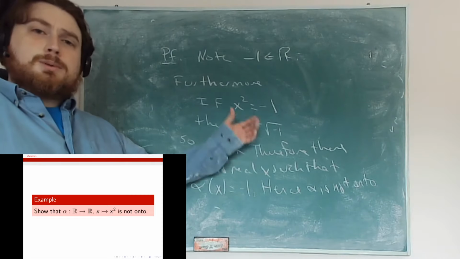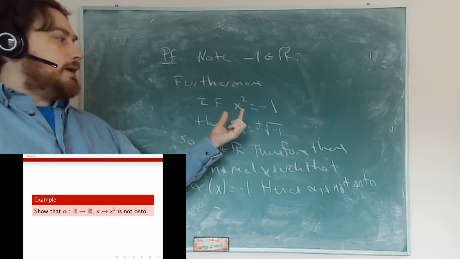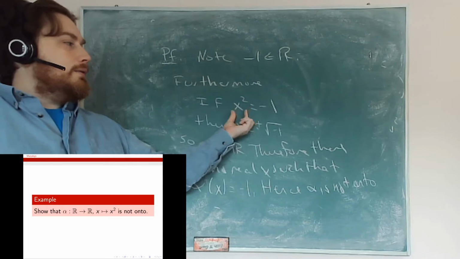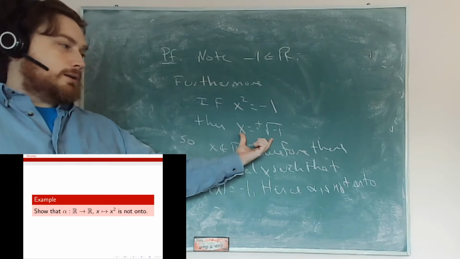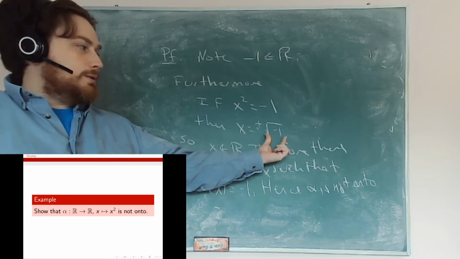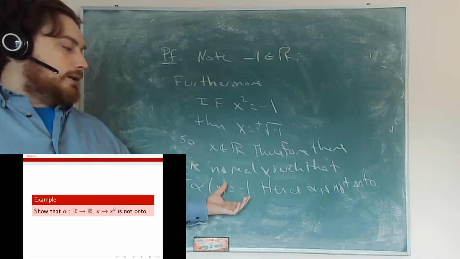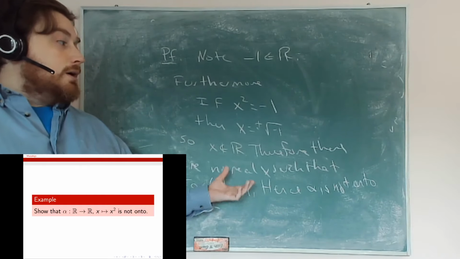Now, I am being a little bit more formal here because I really want to explain what's really happening. The idea is if I pick -1 and I try to find something that was equal to it, I get a contradiction here because I would then be taking the square root of a negative number, which is not real. So therefore, we get that this cannot be onto.